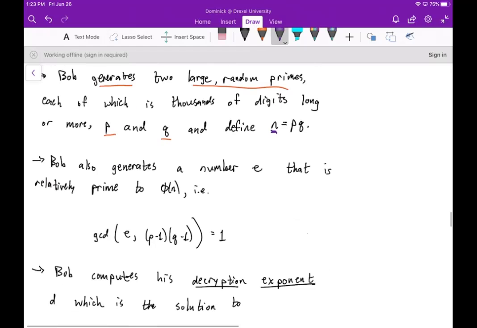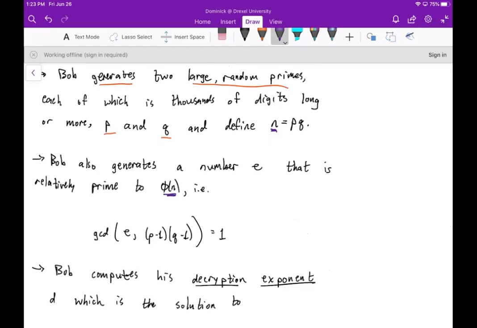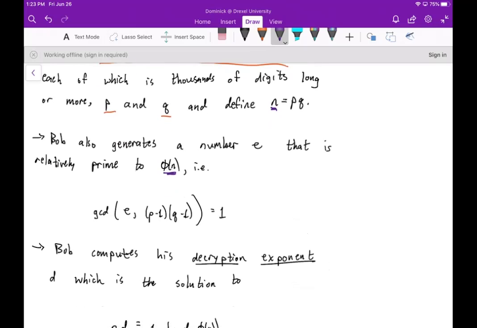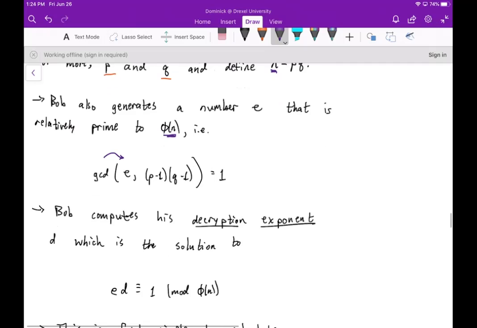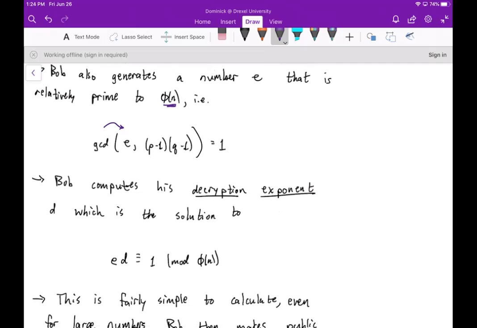Now, Bob also generates a number e that is relatively prime to phi of n. And of course, that means that e and p minus 1 times q minus 1 have a GCD of 1, or they're relatively prime, right? Now, again, why is this true here? Well, because we know that phi of n is phi of p times q. And if p and q are relatively prime, and of course they have to be because they are primes themselves, this is phi of p times phi of q. And phi of a prime number is just the prime minus 1. So it's p minus 1 times q minus 1.